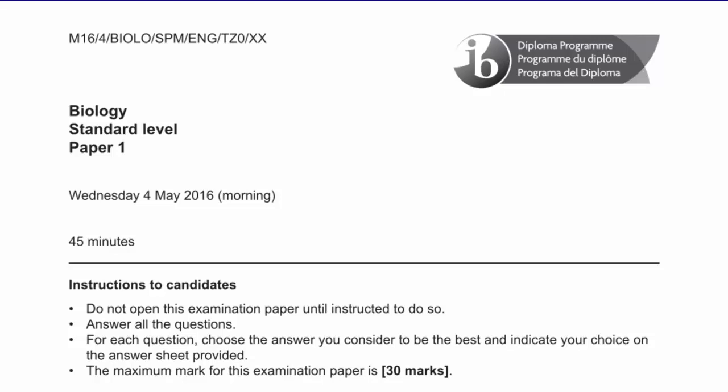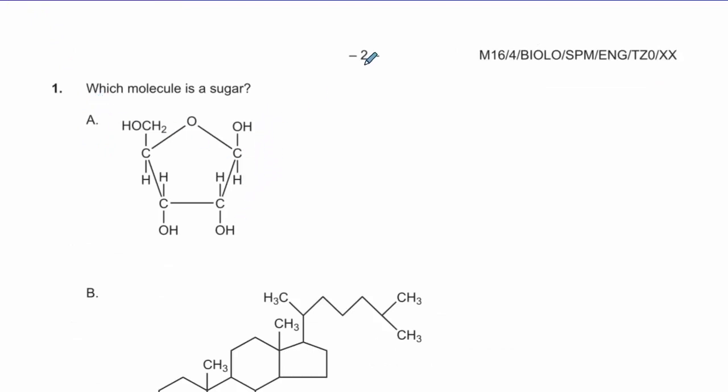And now I'm going through May 2016 biology exam, standard level, paper 1. And the first question is, which molecule is a sugar? And the easiest way to recognize a sugar is looking for the hydroxyl or OH groups.